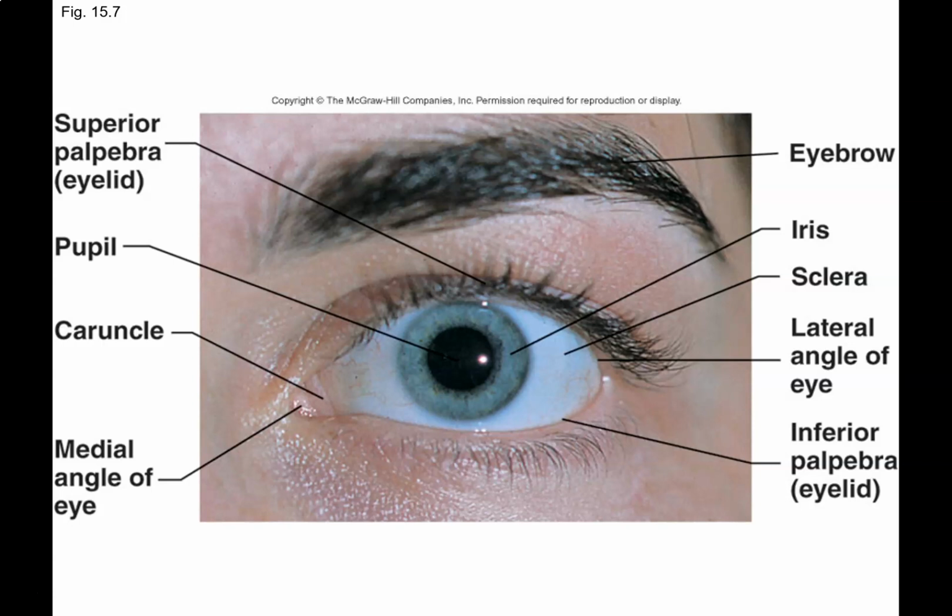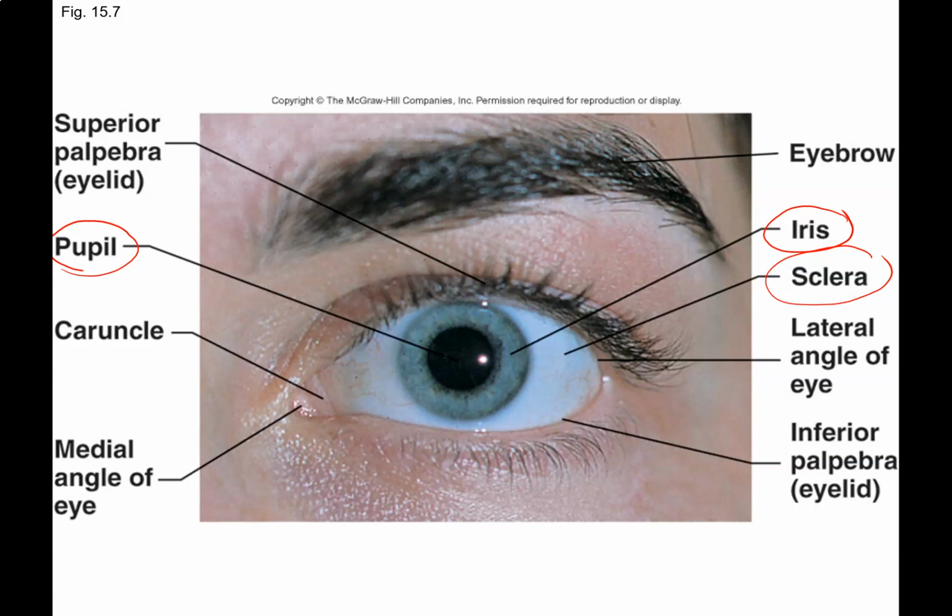When we look at the eye, some of the familiar structures are the white of the eye. The white of the eye is known as the sclera. Then there's the colored portion of the eye, which is the iris. The iris is circular or donut-shaped, and at the center of the iris, there's an opening known as the pupil. The pupil is the opening that light enters the chamber of the eye through.